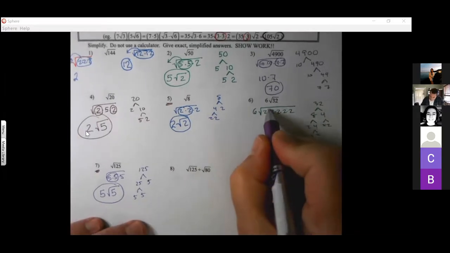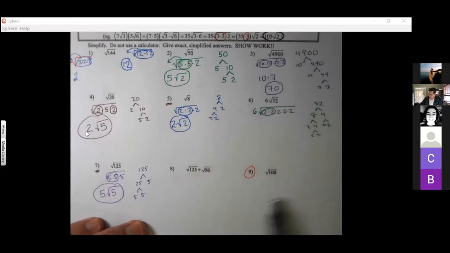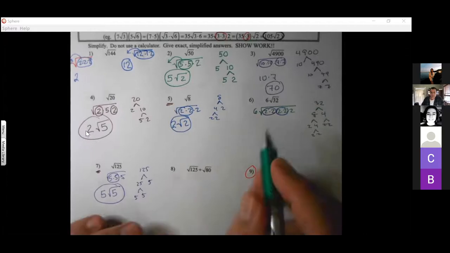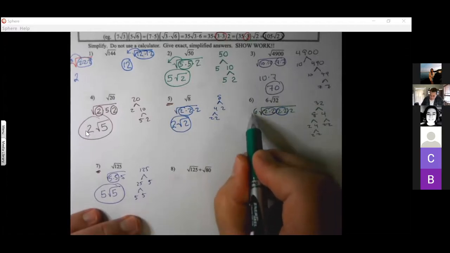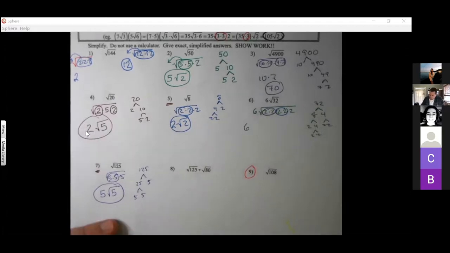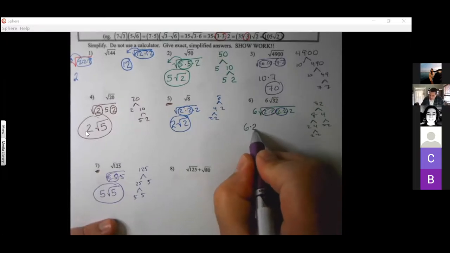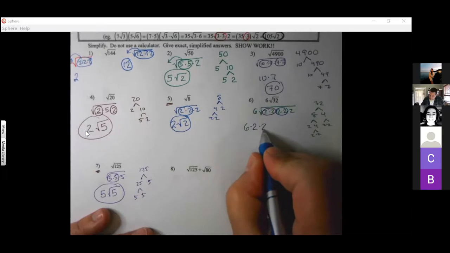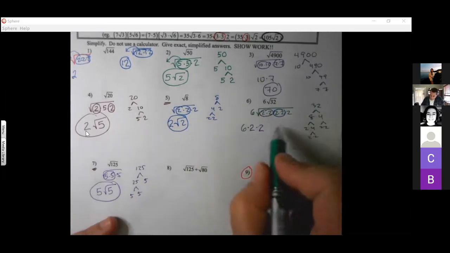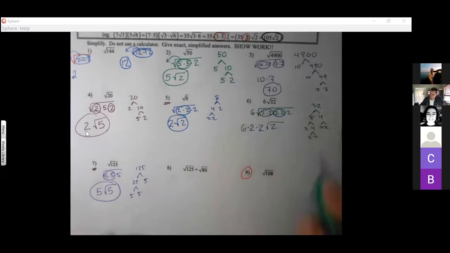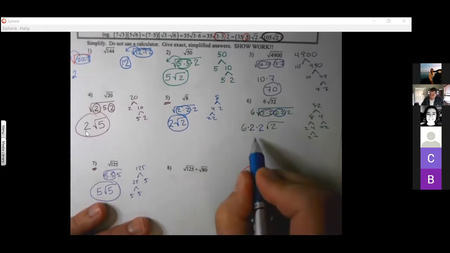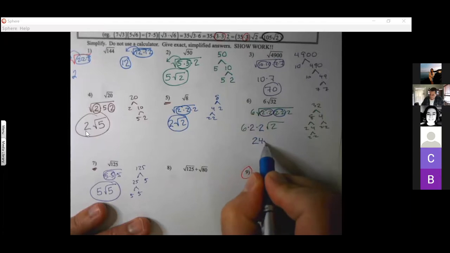And now I see that these 2s are going to match up and these 2s are going to match up. And all that means is that when I simplify it, I still had this 6 on the outside, but now I get an additional 2 from the purple ones I circled. An additional 2 from the blue ones I circled. And we've still got this green 2 left over on the inside. So 6 times 2 is 12 times 2 is 24 root 2.